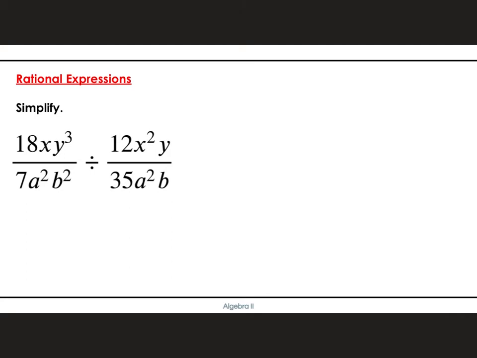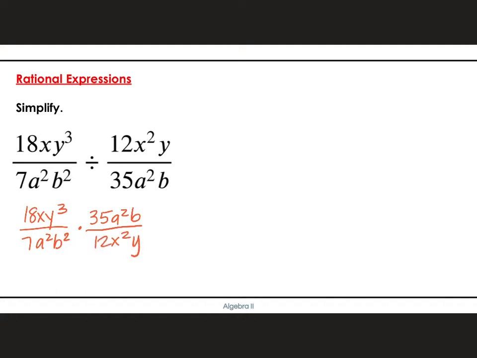Now, on this problem, it is division. So when we are doing division, we first keep the first fraction and then multiply by the reciprocal of the second fraction. So I'm going to have 18xy to the third over 7a squared b squared times 35a squared b over 12x squared y.